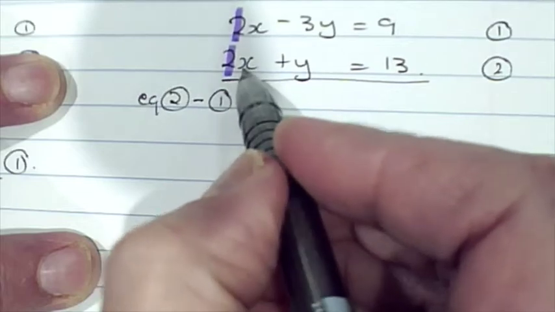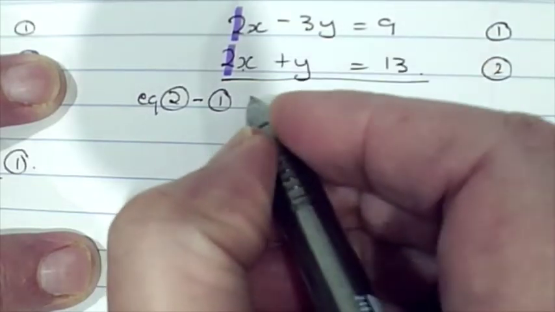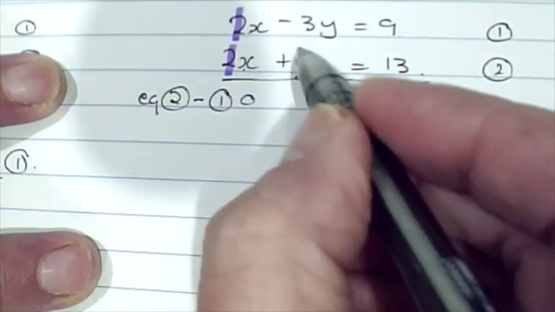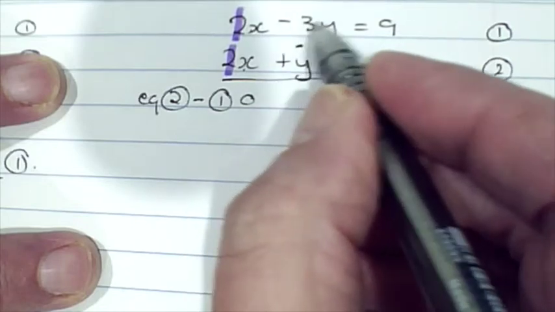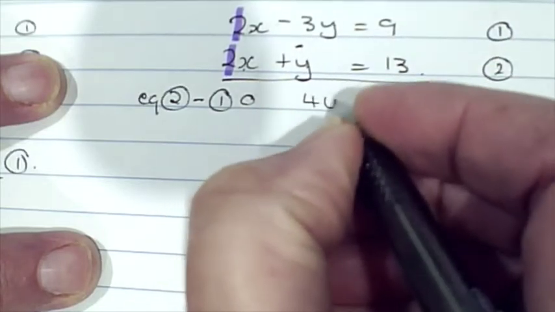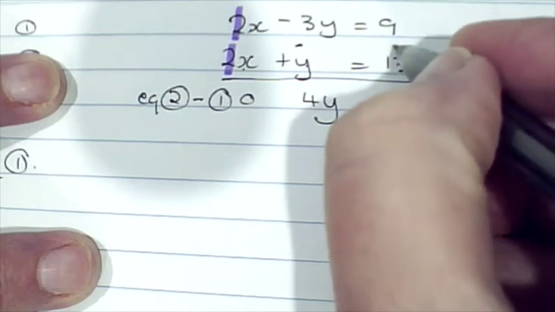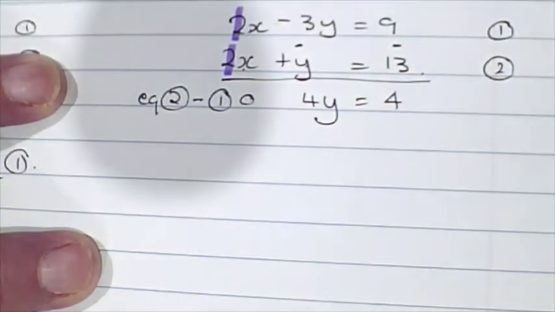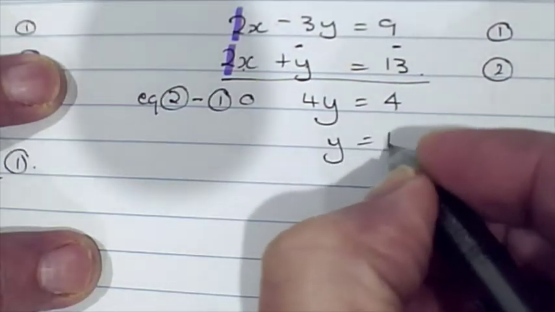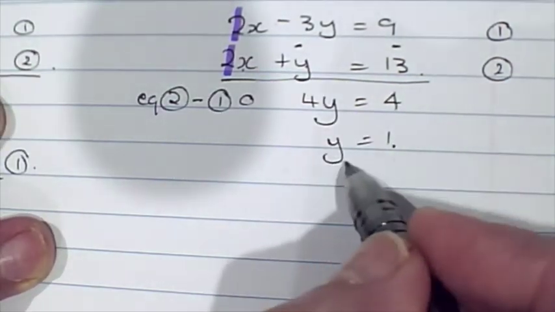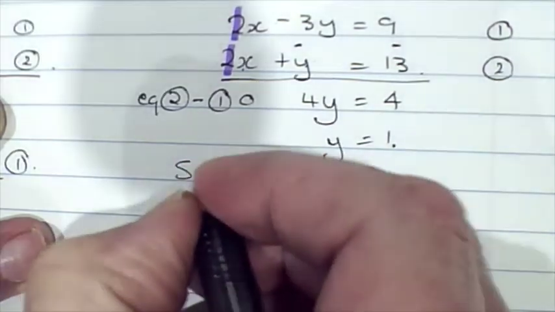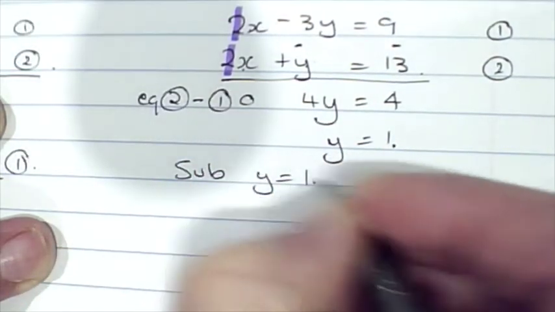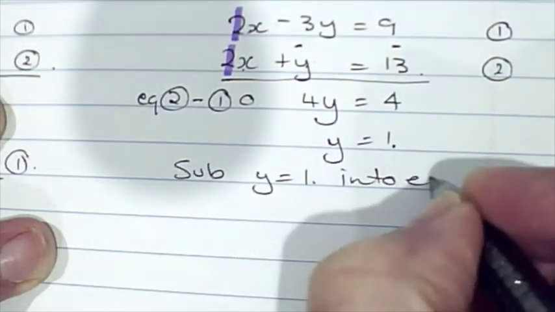Okay, so 2x minus 2x is 0. Y minus 3y is 4y. 13 take away 9 is 4. So y equals 1. I'm now going to sub that back into equation. I'm going to sub y equals 1 into equation 2.